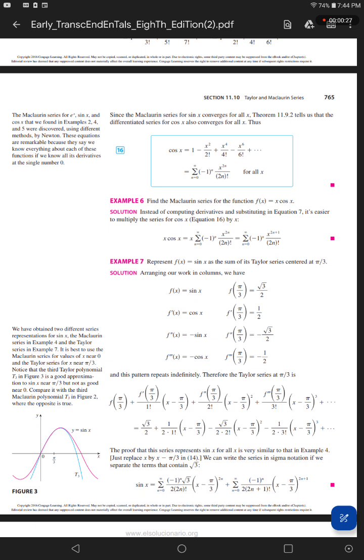x cos x = x times the sum from n = 0 to infinity of (-1)^n x^(2n) over (2n)! = the sum from n = 0 to infinity of (-1)^n x^(2n+1) over (2n)!.